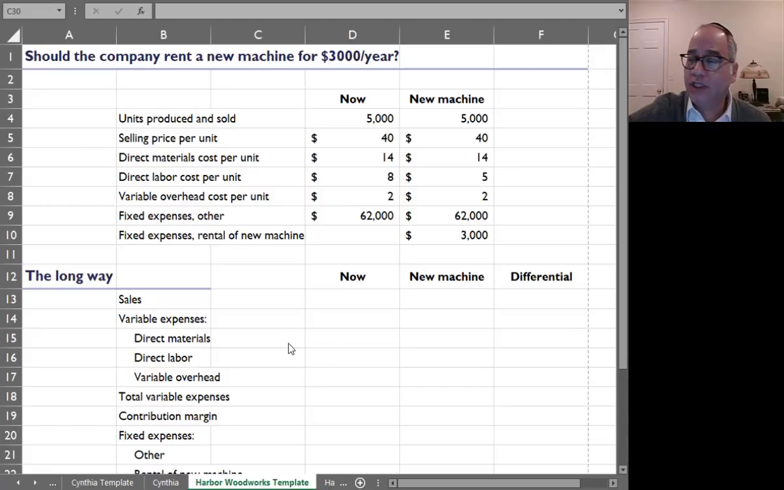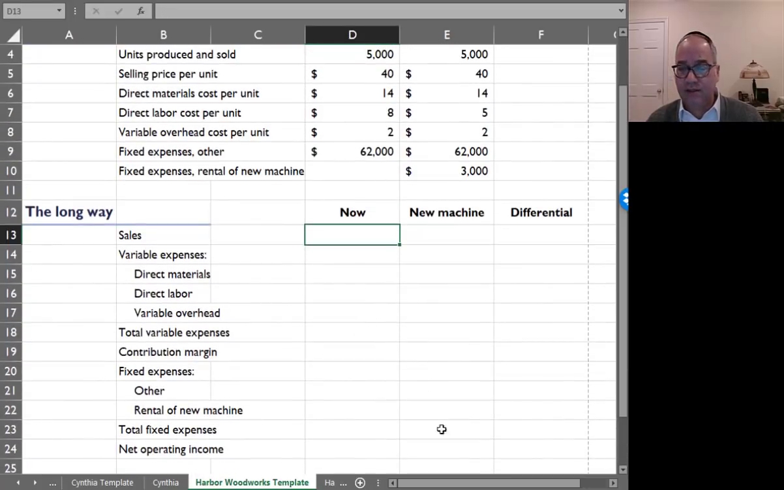Now, if we use the new machine, instead of paying $8 direct labor per unit, I'm only going to have to pay $5 because the new machine's much more efficient, it's more automated, and there's less direct labor needed. So I would pay $3,000, but my direct labor would go down by $3 a unit. So you could do this the long way.